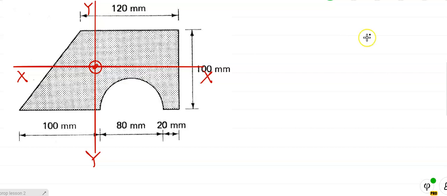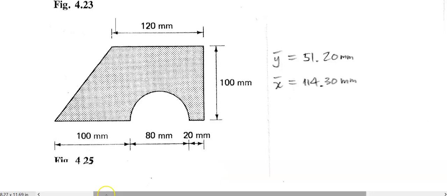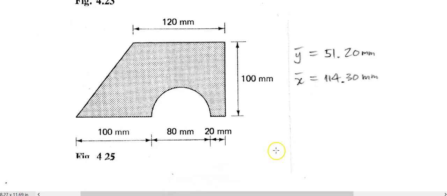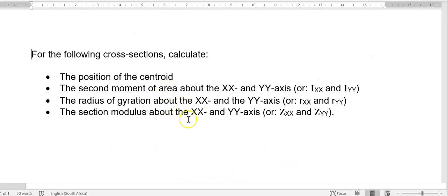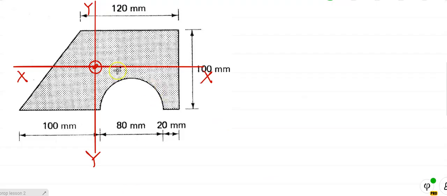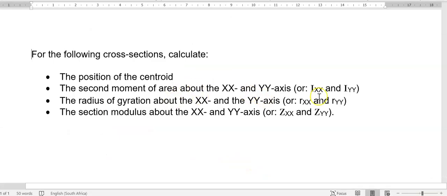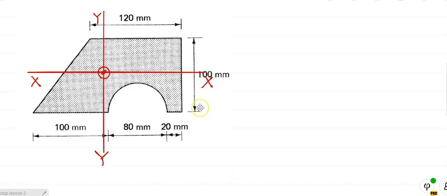I'm taking it from the same document as in Applied Mechanics. It's over there. And of course, the question is: determine the position of the centroid, that means where the x and the y axis meet, right over there. And then also calculate Ixx and Iyy, rx, ryy, Zxx and Zyy. So the same thing like we did for the first section, we have to do this for the second section.